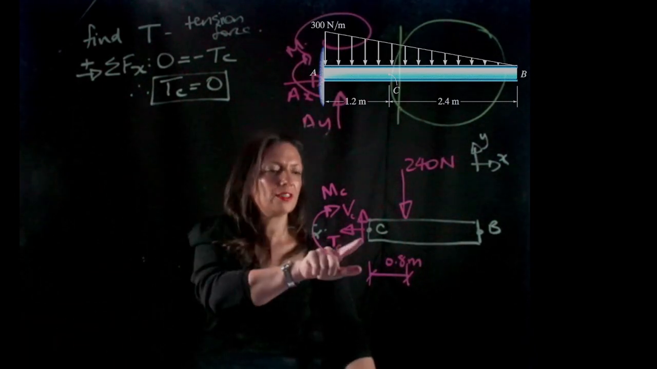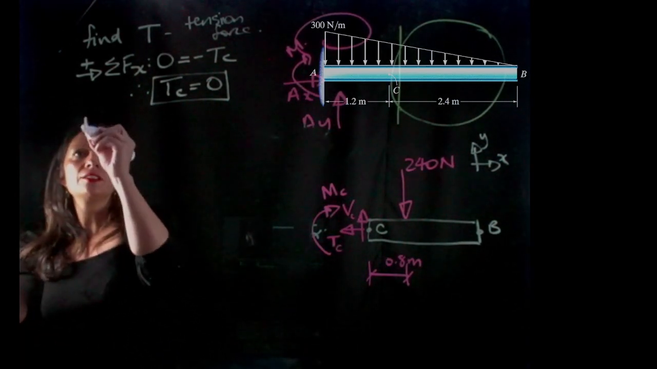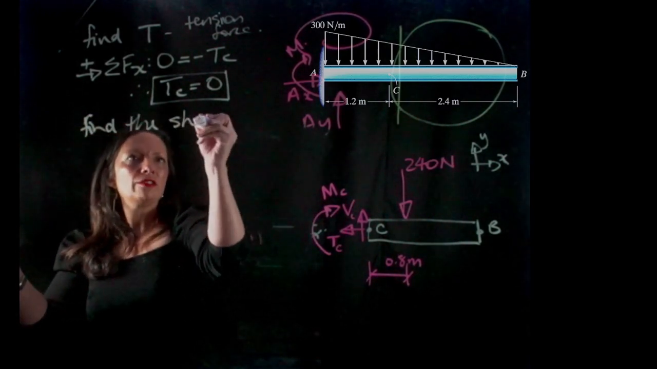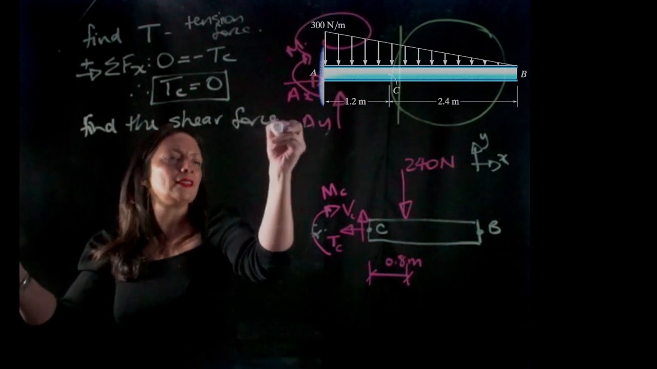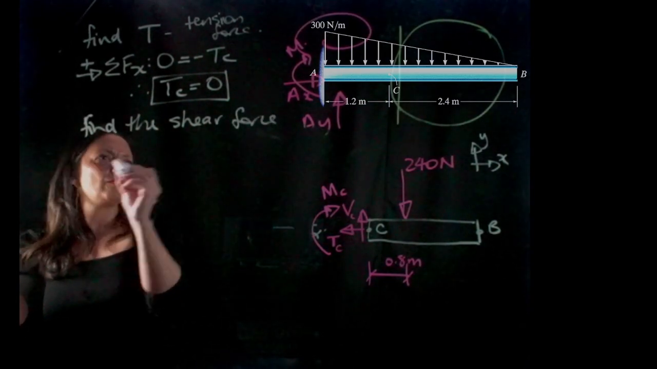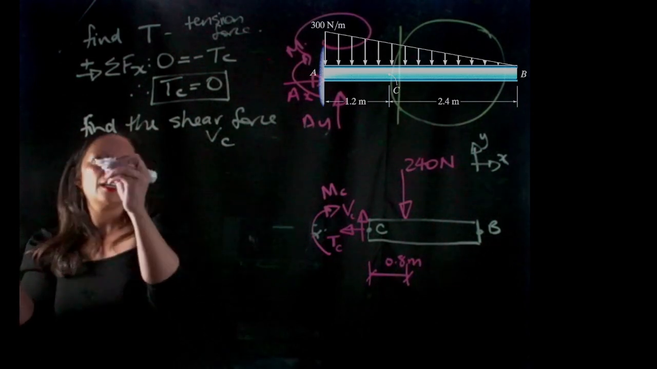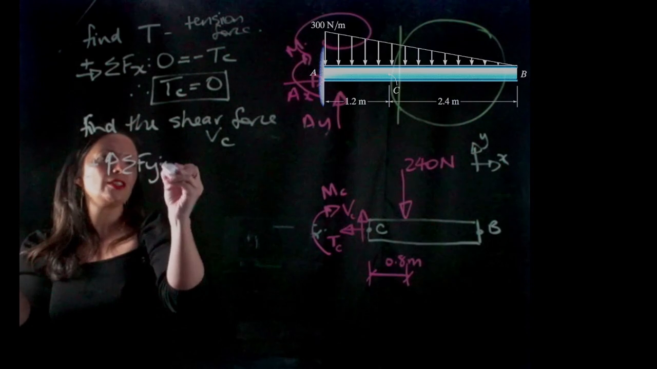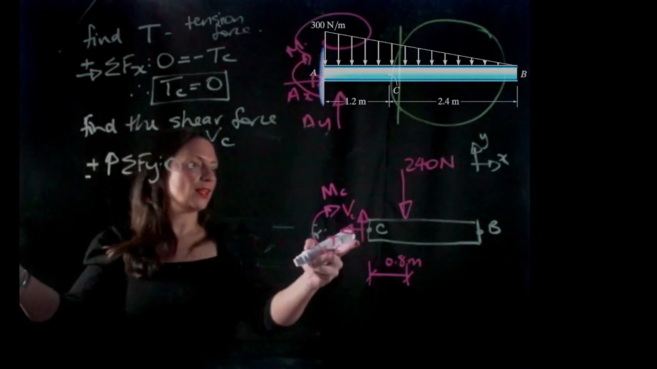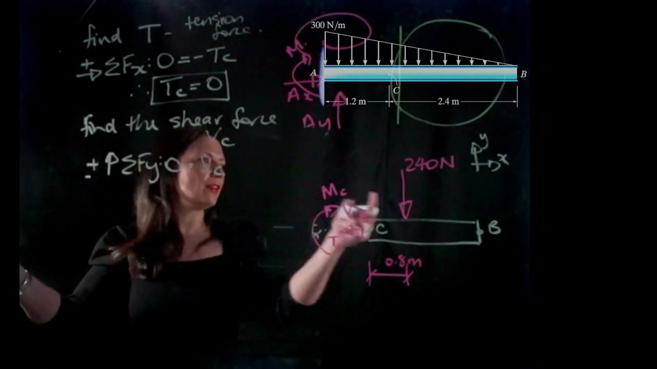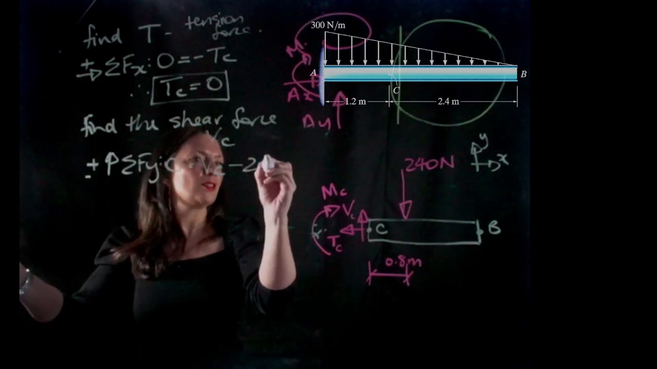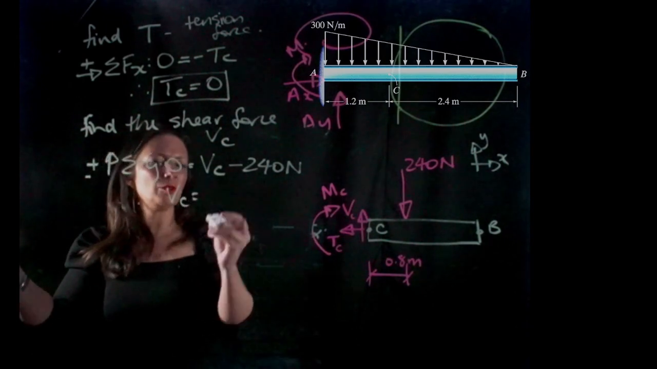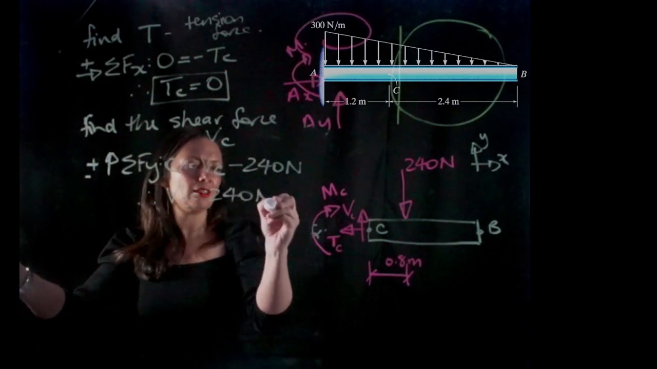If I want to find the shear force now, I'm going to use V, so it's VC. I'm going to say the sum of the forces in the y direction has to equal 0. So that's positive VC minus 240 newtons. So therefore, VC is equal to 240 newtons.